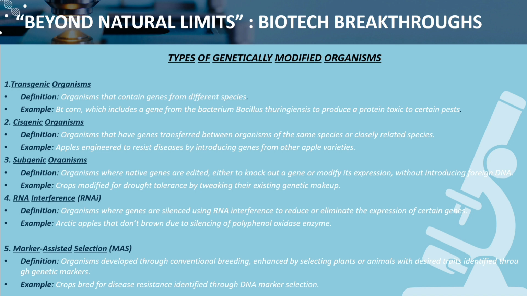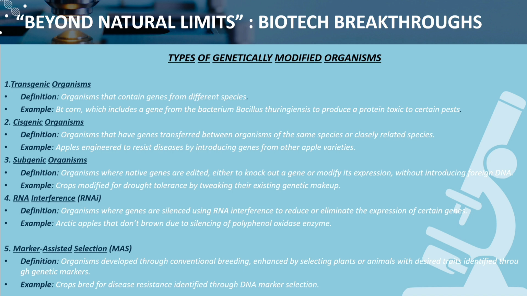Right. The third one is your subgenic organism. These are organisms in which their own existing gene has been altered and modified, right, without inserting any foreign DNA or transgene. You have to remember that in this case we are not going to insert any foreign DNA, right? The existing gene will be modified, right? So the example is like crops modified for drought tolerance by altering their existing genetic makeup.